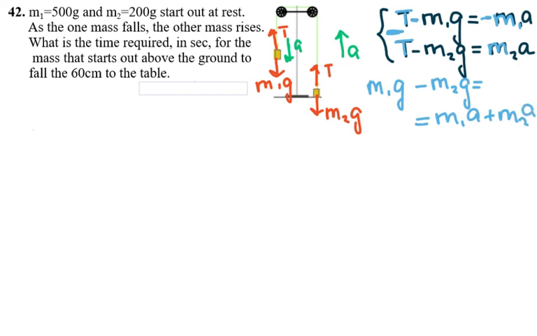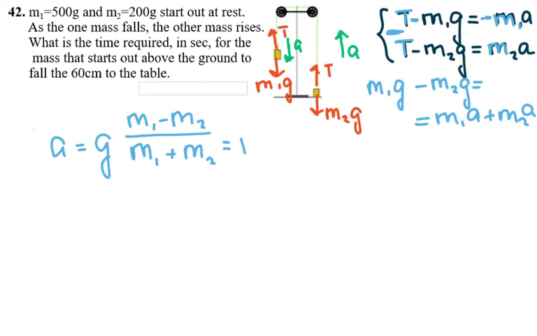And then if I solve for a, I will have a is equal to, I'm going to take g out from both of those, so I have m1 minus m2 over m1 plus m2. So g is 10, and m1 is 0.5 kilogram minus 0.2 kilogram, that gives me 0.3 kilogram. And if I add them, that's 0.7 kilogram. So it is 3 divided by 0.7. That gives me 4.29 meters per second squared.